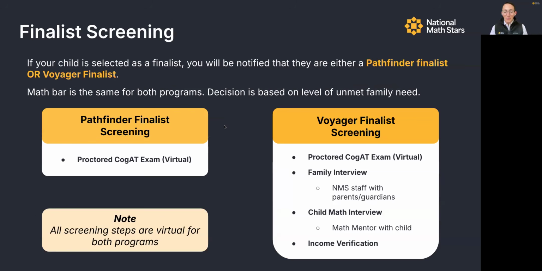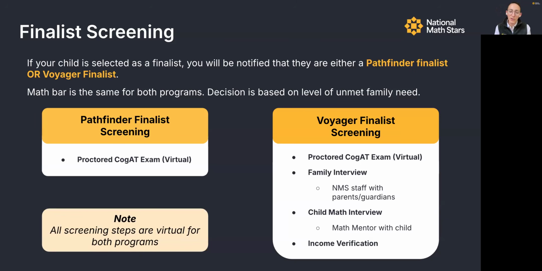So you get the test done, June 28th rolls around, and on July 1st, we're going to notify you on whether or not you're advancing as a finalist, and if so, whether you're being considered as a finalist for our Pathfinder or our Voyager programs. Let me emphasize, the mathematical bar is the same for both programs. There's no lower bar or higher bar for one or another. Same mathematical bar. The decision of which program is simply based on your family's level of unmet need.